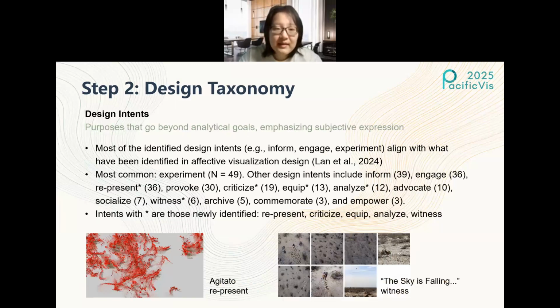Second, we analyzed the intent behind the work. We found 15 categories in total, 10 that aligned with existing effective visualization work, and 5 that are new, including represent, criticize, equip, analyze, and witness.